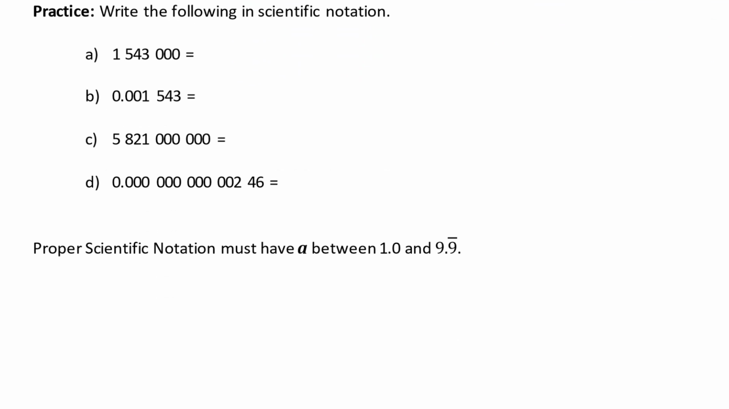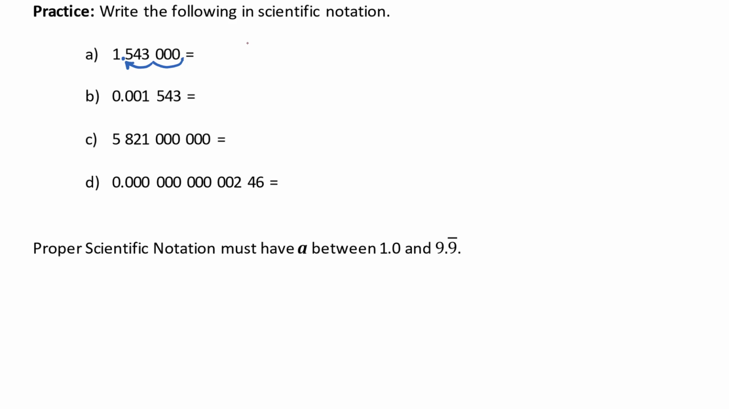Here's some practice problems. Let's try the first one together. So we have 1,543,000. Let's convert this to scientific notation. We find the decimal. It's here. We move it 6 spaces over.